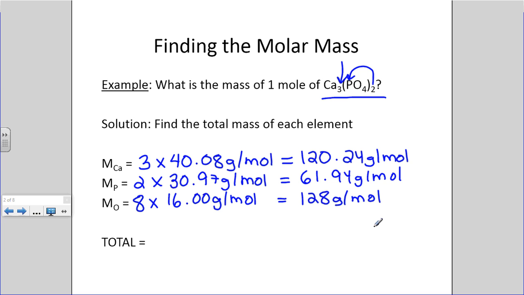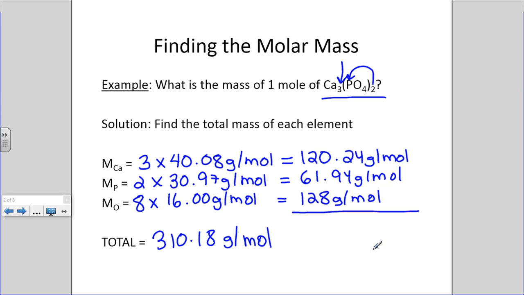Once you've done this for whatever compound, formula, whatever you have, for each element, what you want to do is add them all together. So take a minute now, and in your calculator, 120.24 plus 61.94 plus 128. And when you get that, you should get a grand total of 310.18 grams per mole.